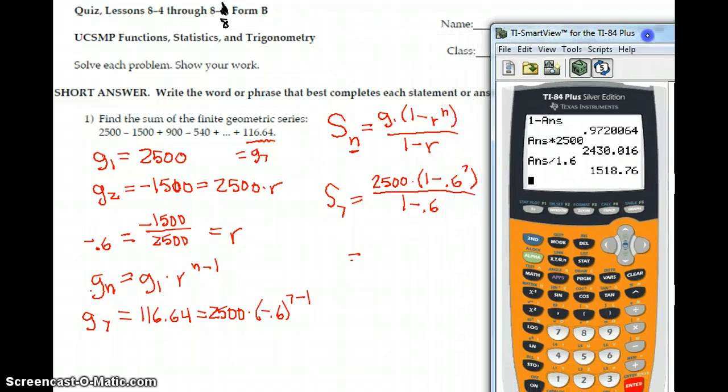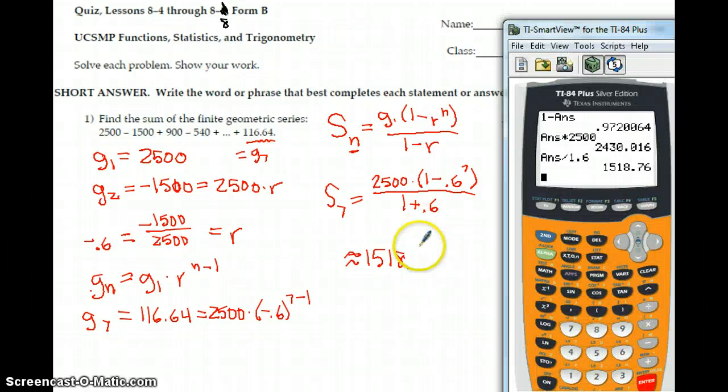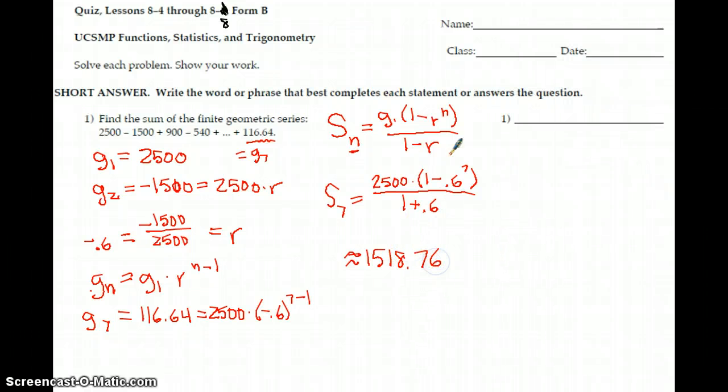1518.76. Let me do that where I can see it. This should be 1 minus negative 0.6. Oh, I can't see it. So this is approximately 1,518 and change. What was the change on that? 76. Okay. There we go. Let's go on to number 2.